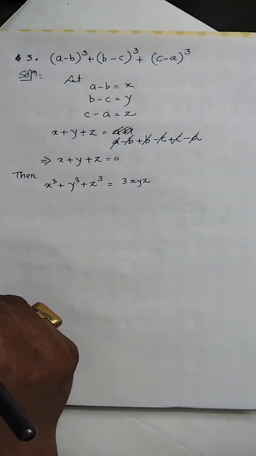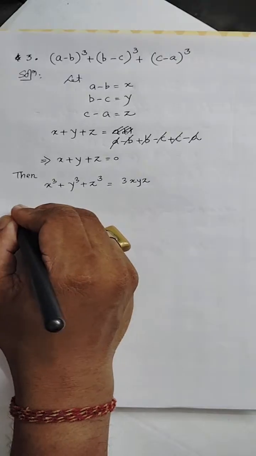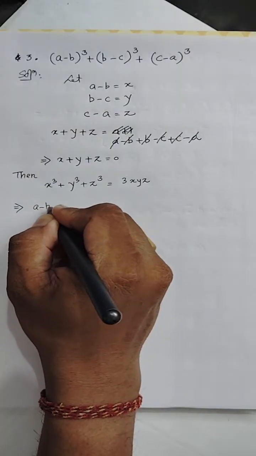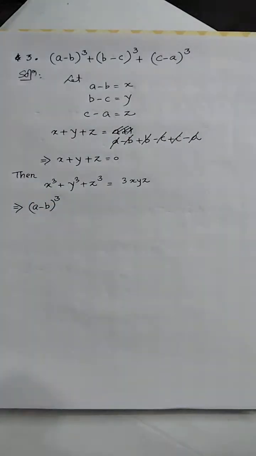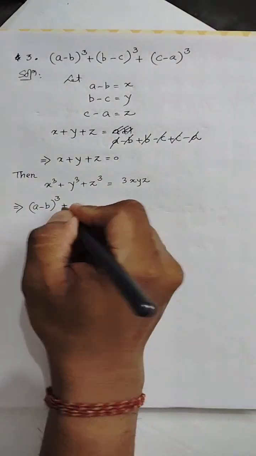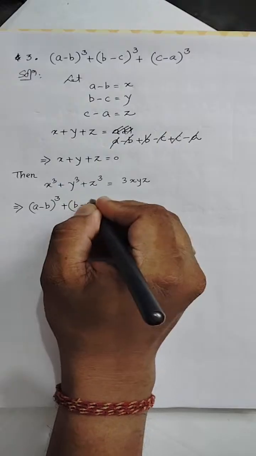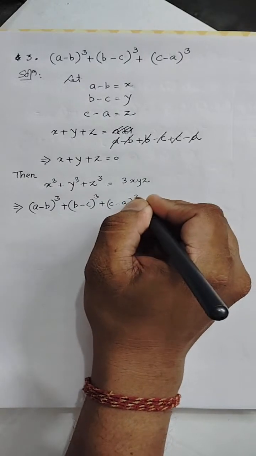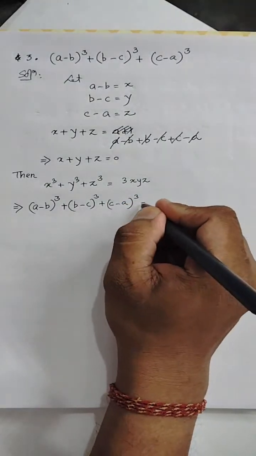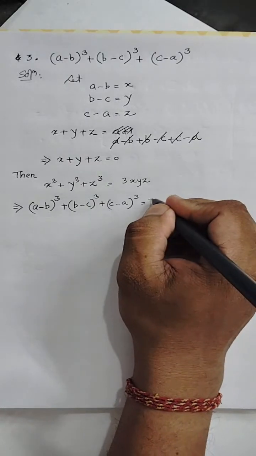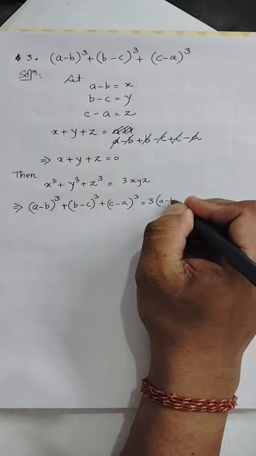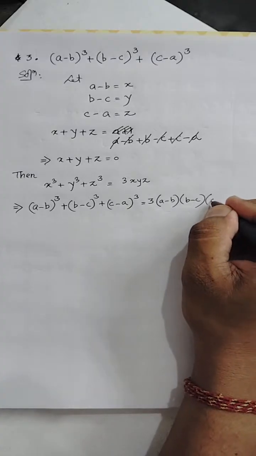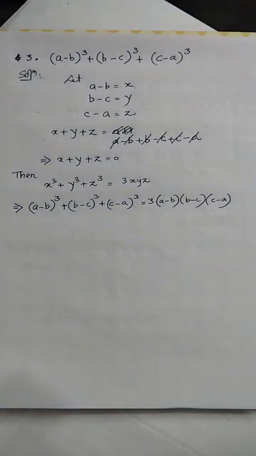Is it? So what is x as per our assumption? As per our assumption, x is a minus b. So in place of x, we will write a minus b and whole cube. In place of y, we will write b minus c whole cube. In place of z, we will write c minus a whole cube. Okay, and is equal to 3xyz. So 3, x is a minus b, y is b minus c, and z is c minus a. Okay, so this is going to be our answer.